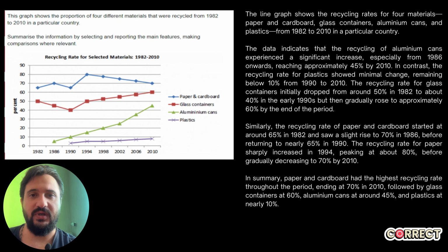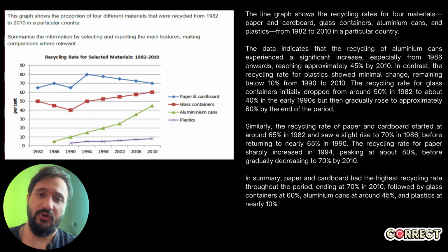The recycling rate for glass containers initially dropped from around 50% in 1982 to about 40% in the early 1990s, but then gradually rose to approximately 60% by the end of the period. Similarly, the recycling rate of paper and cardboard started at around 65% in 1982 and saw a slight rise to 70% in 1968 before returning to nearly 65% in 1990.